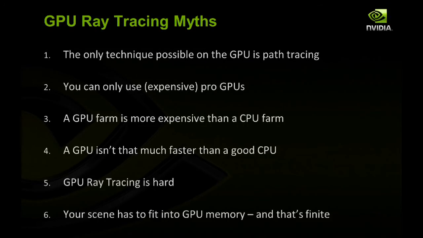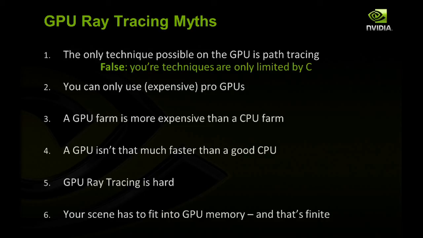So the other thing I'd like to set to rest, because I get to answer these questions all the time. One of my favorites is that the only thing you can do on a GPU is path tracing. I'm not sure how this rumor got started, but it's absolutely incorrect. You can do anything you want. It's simply C, after all, and you're limited only by your own ability to program.